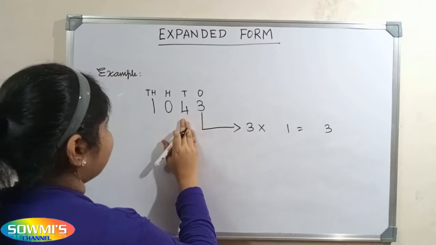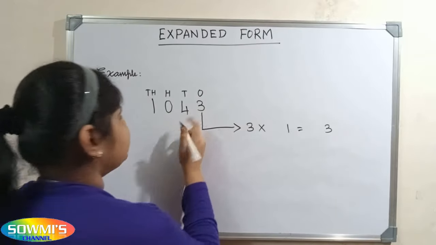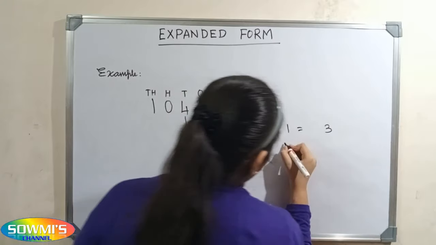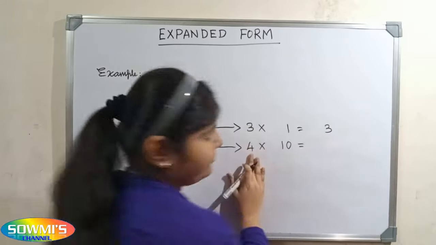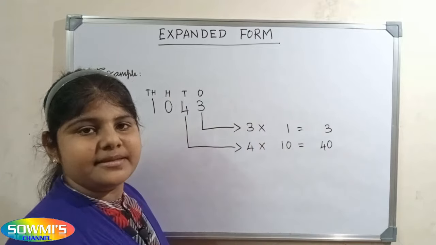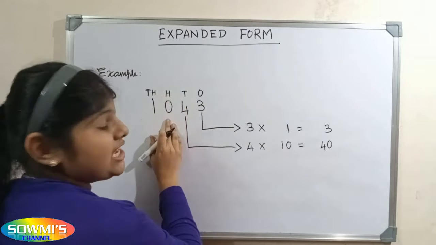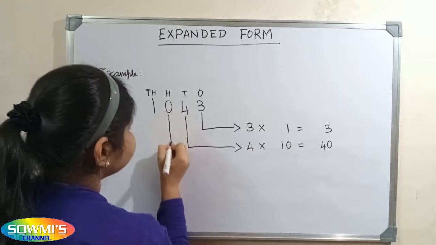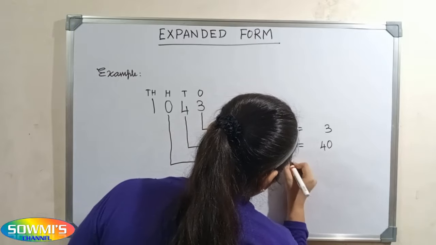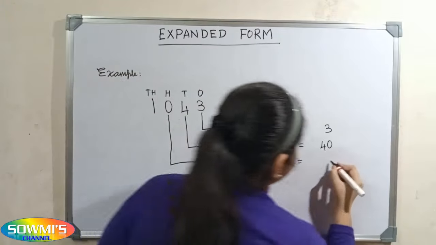Next, we will find the place value of 4. 4 is in the tens place. So, the place value of 4 is 4 multiplied by 10, which is 40. Now, we will find the place value of 0. 0 is in the hundreds place. So, the place value of 0 is 0 multiplied by 100, which is 0.